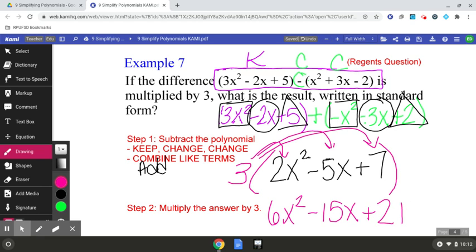Now it says make sure it's written in standard form, which it is. We go from highest to lowest exponent. So that would be your final answer.